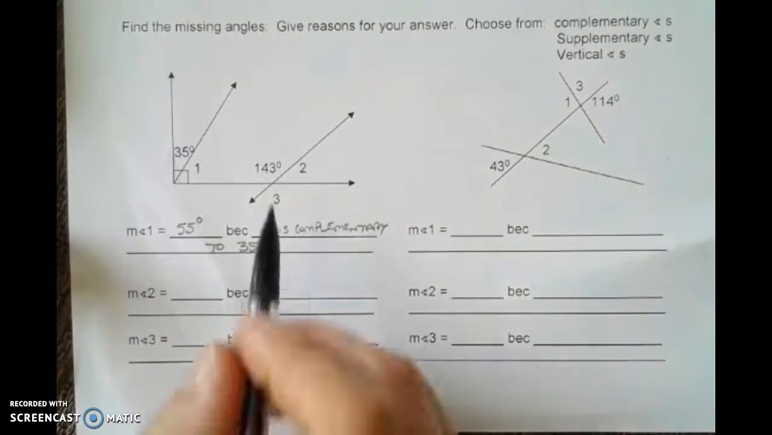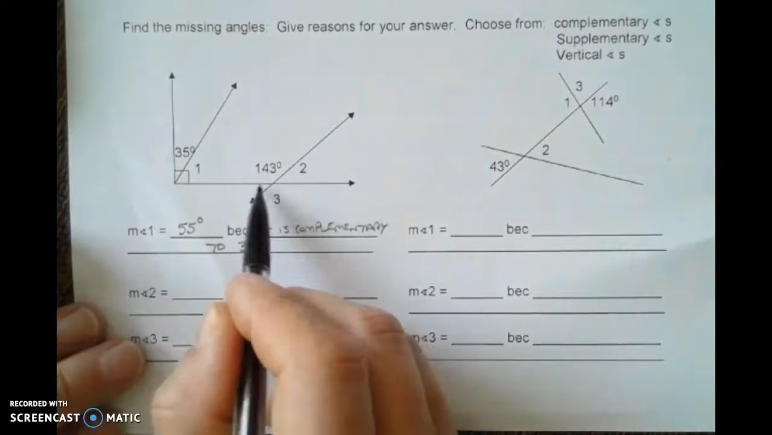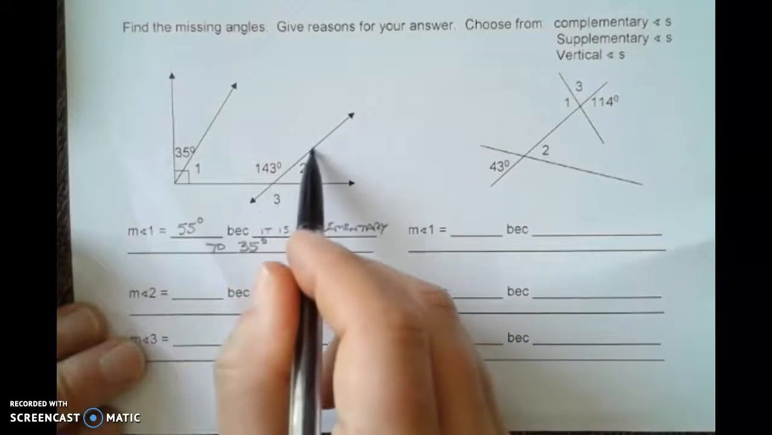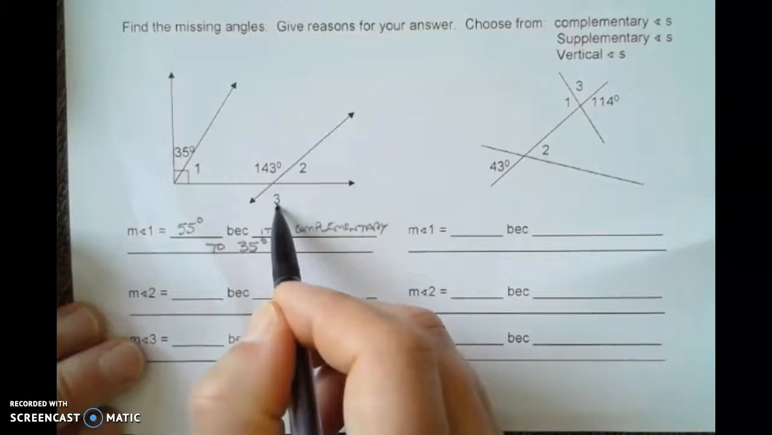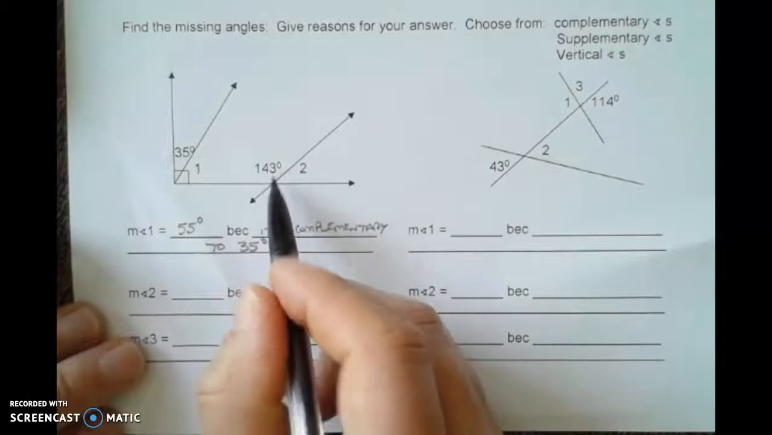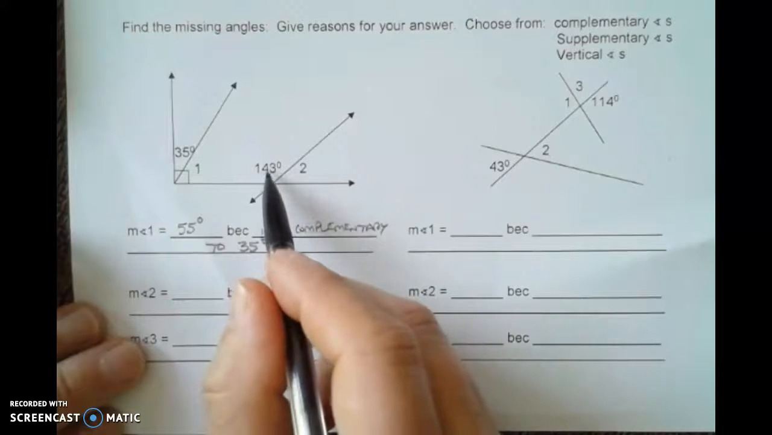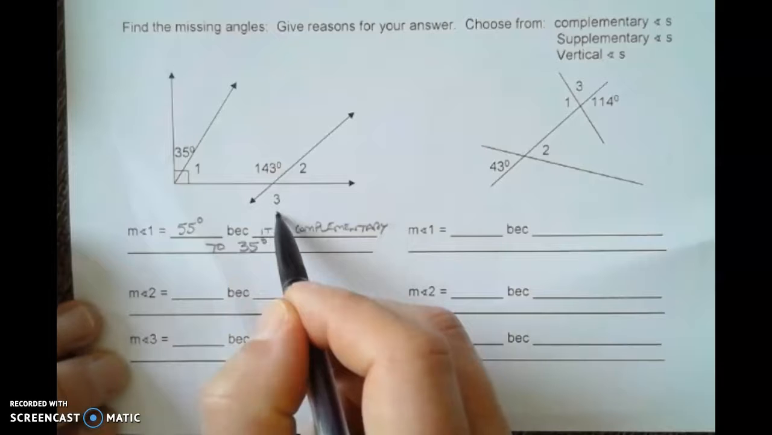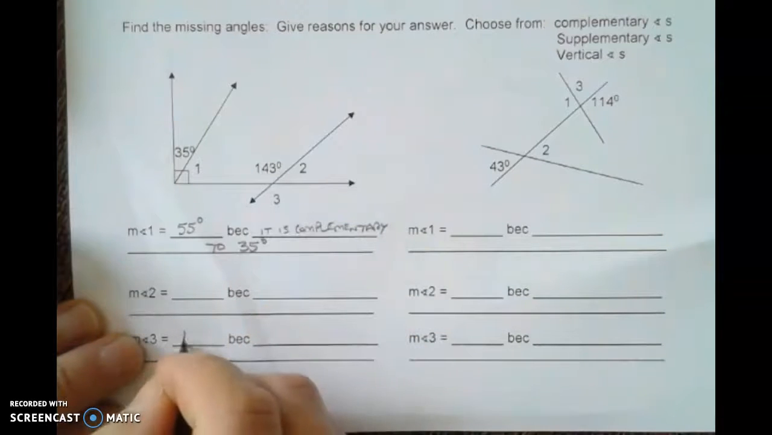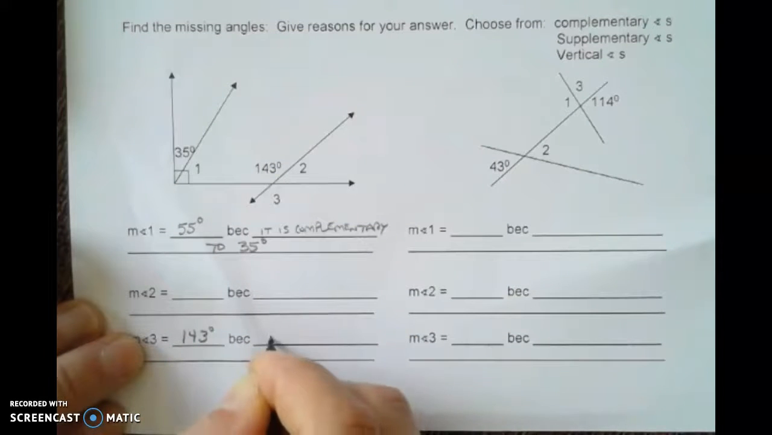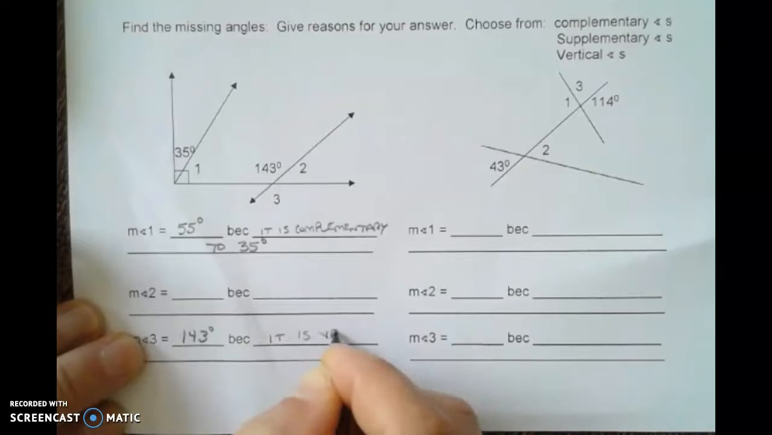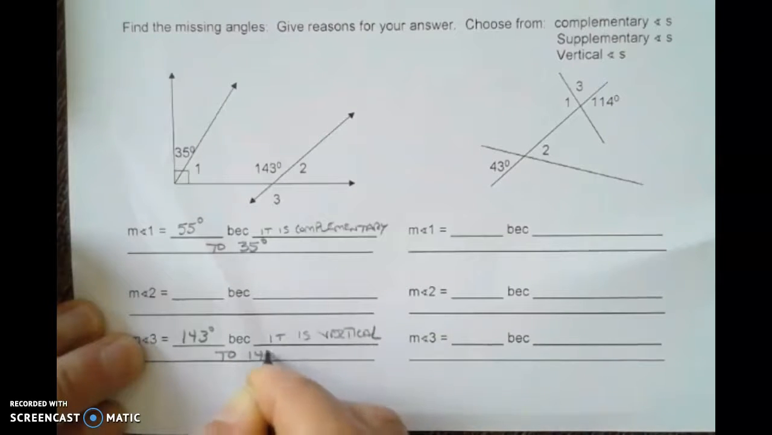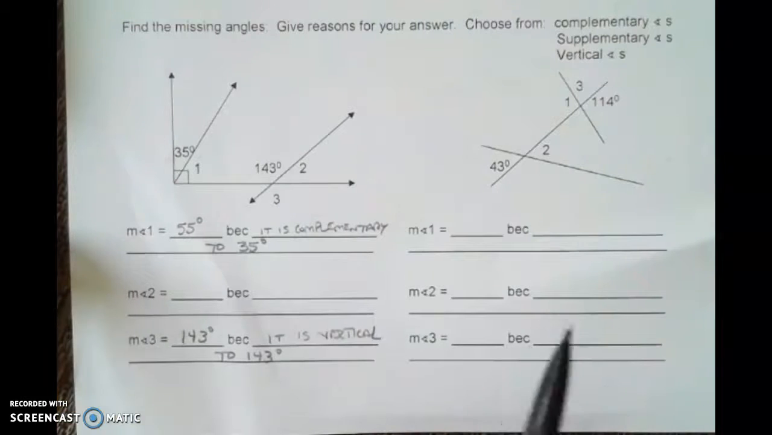Okay? I'm going to come over here now. I'm going to get angle number 3. Notice we have intersecting lines here and here. Angle 3 and 143 are vertical angles because they're opposite ends of the point of intersection, and vertical angles are congruent. So I know then that angle 3 must be 143 degrees because it is vertical to 143 degrees. All right, vertical angles are congruent to each other.